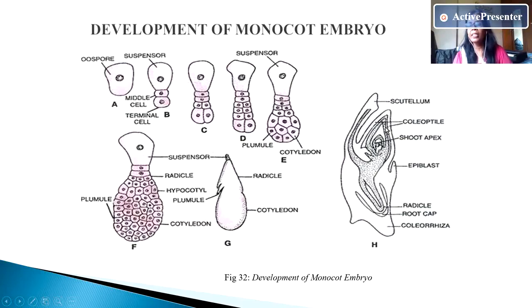This is the cotyledon, this is the shoot apex. The shoot apex, that is the plumule, is covered by coleoptile, the protective layer. And here is the root cap, the root apex, which is protected by coleorhiza. Coleorhiza and coleoptile are the peculiarity of monocot embryo. And scutellum, that is the cotyledon. Cotyledon is otherwise known as scutellum, and as one cotyledon is present, it is known as monocot.